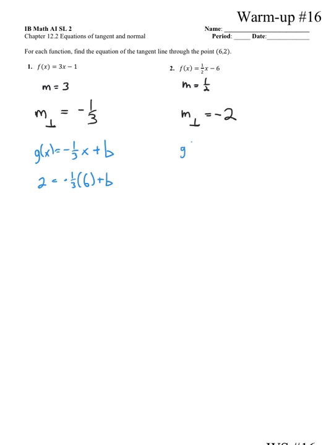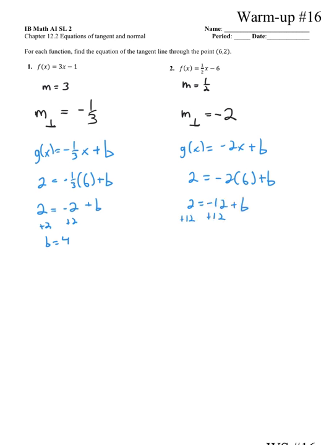And on this one over here, we would say negative 2x plus b. And again, plug in the 2 and the 6. And we'll solve for b on these ones. So the first one's going to be 2 equals negative 2 plus b. Add 2 to both sides. b equals 4. On the second one, you're going to get 2 equals negative 12 plus b. Add 12 to both sides, and you're going to get 14 equals b.